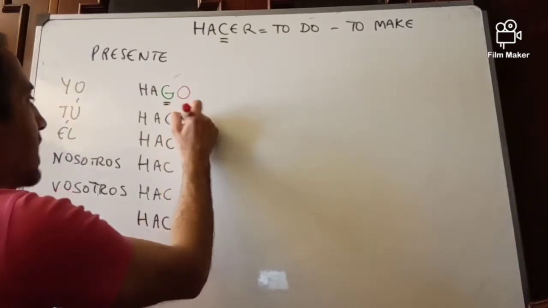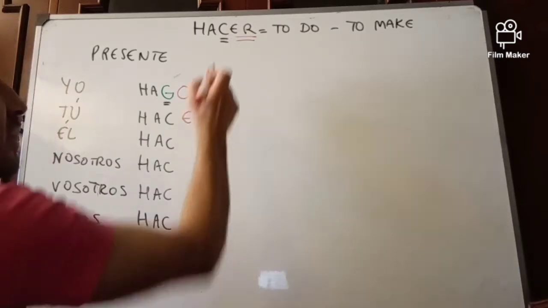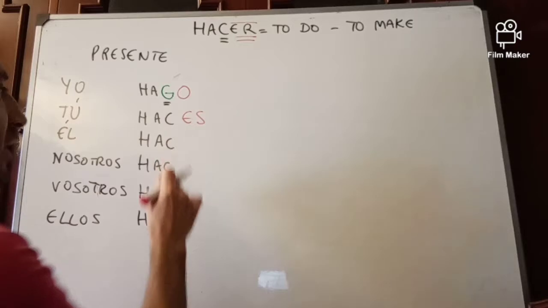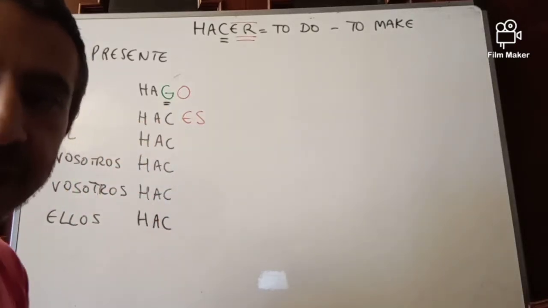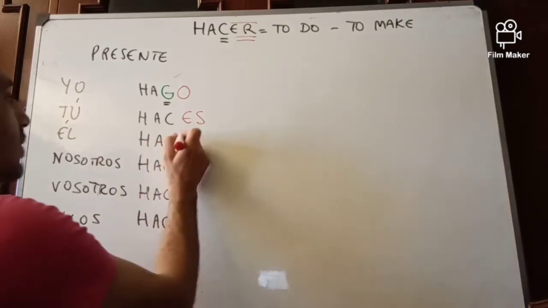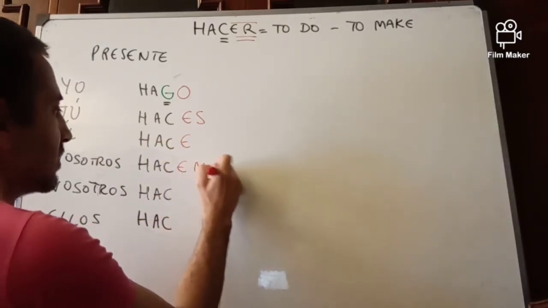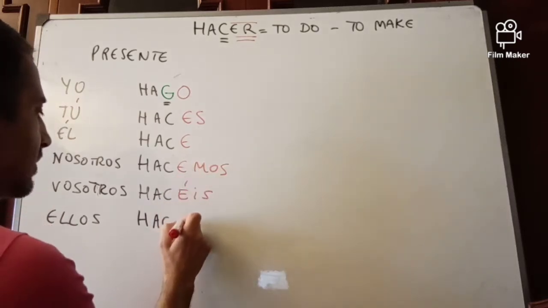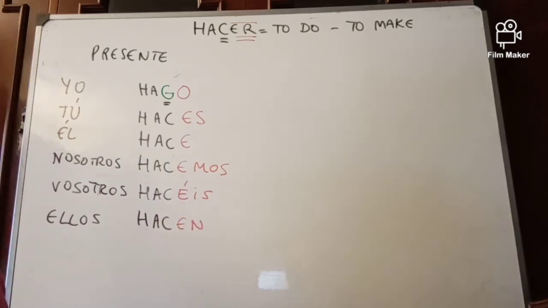Yo hago, tú haces. Although it's irregular, it follows the model for the er ending. In this case it is less irregular than in the past, for example. Tú haces, él hace, nosotros hacemos, vosotros hacéis, ustedes, ellos hacen. Let's see what we call pretérito imperfecto.